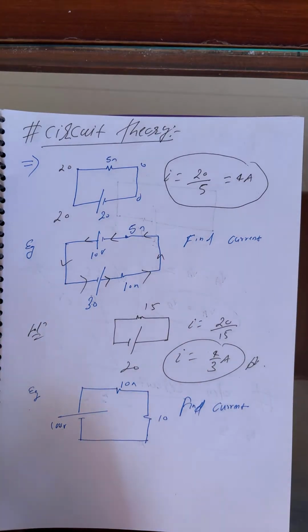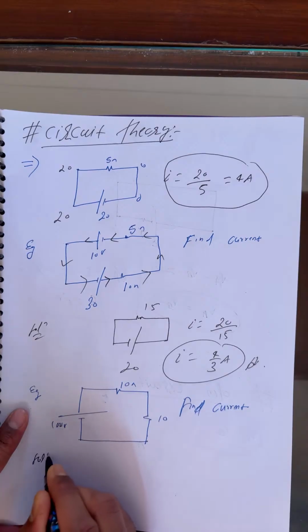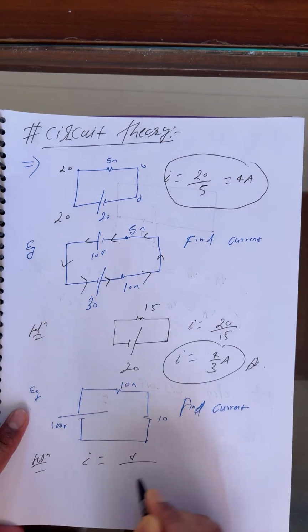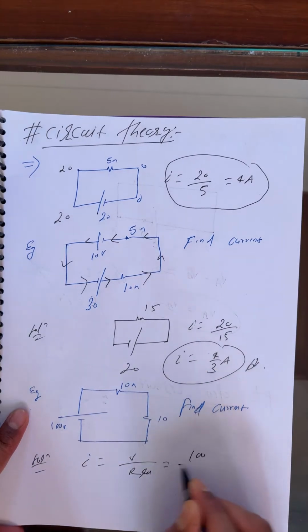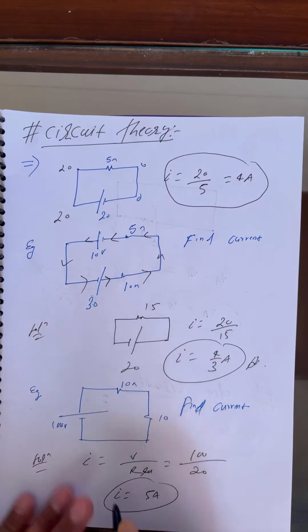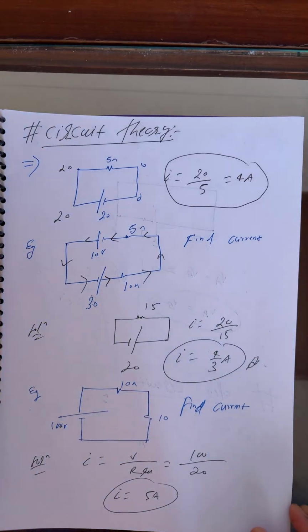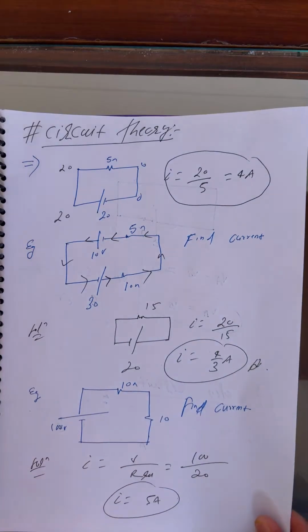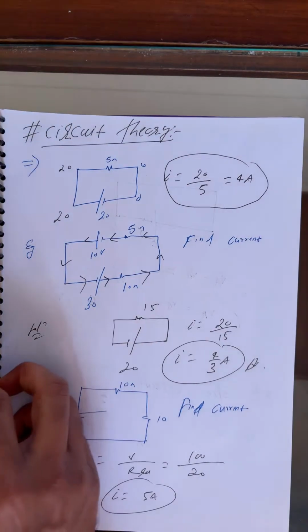So for current, you can write I is equal to V by R equivalent, with resistors in series here. Simply connect, 100 by 20. So I, you can write, is 5 ampere. I is basically 5 ampere. Okay, have we the next questions?